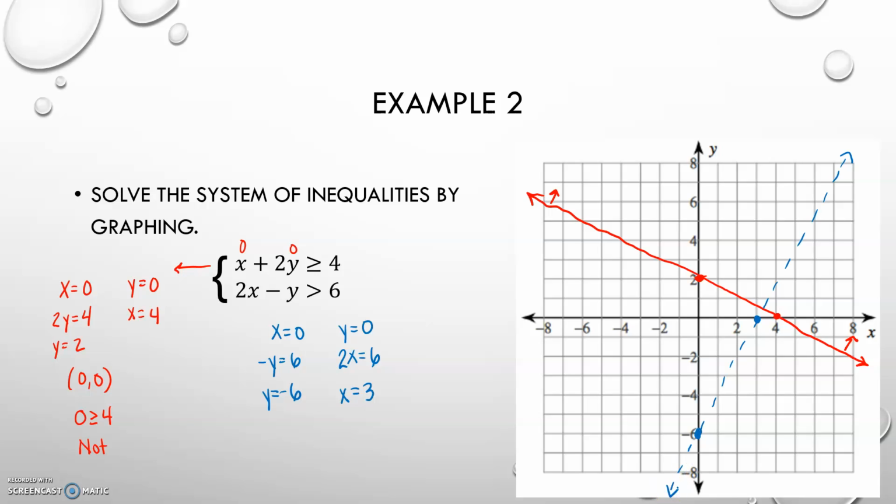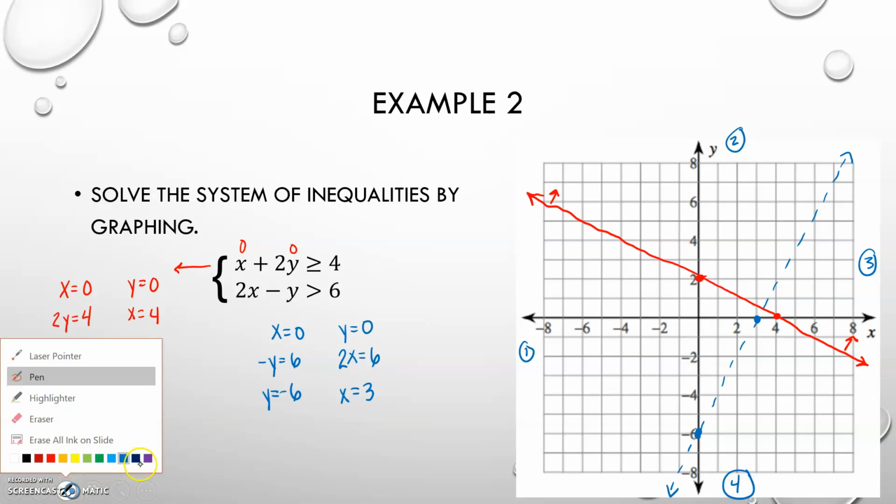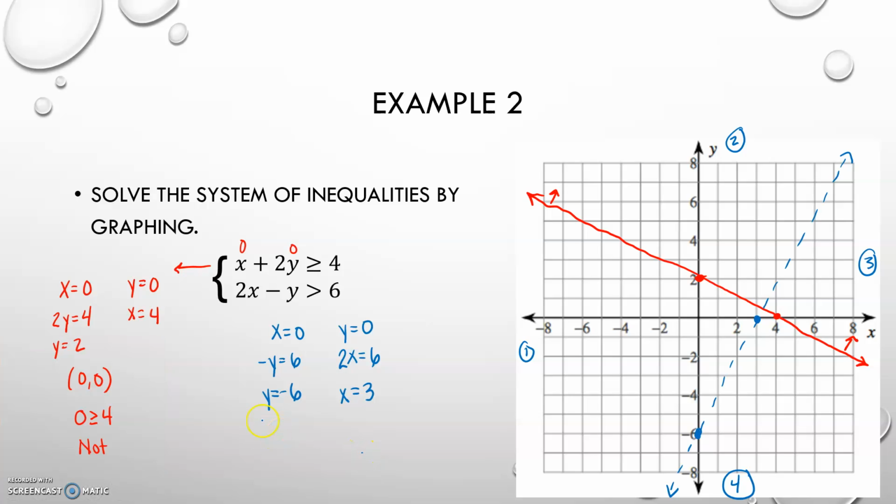Now, if it helps you to label these, that's another method that you can use. I do not expect you to label them, but I need to use my test point of 0, 0. So when I plug in 0 for both x and y, I get that 0 is greater than 6, which is not true. So I'm going to shade this direction.